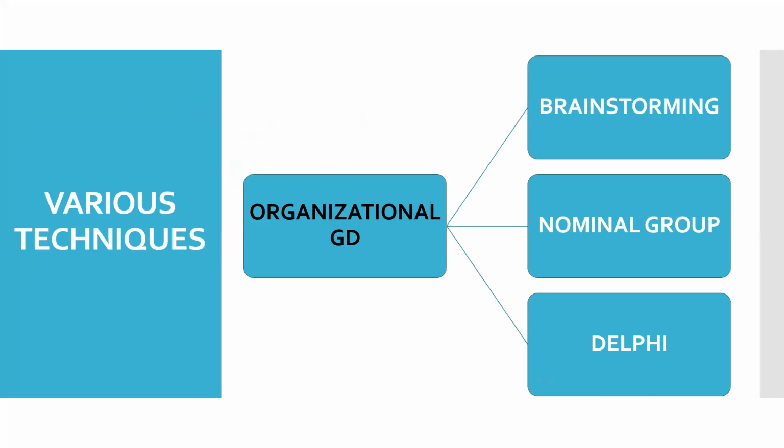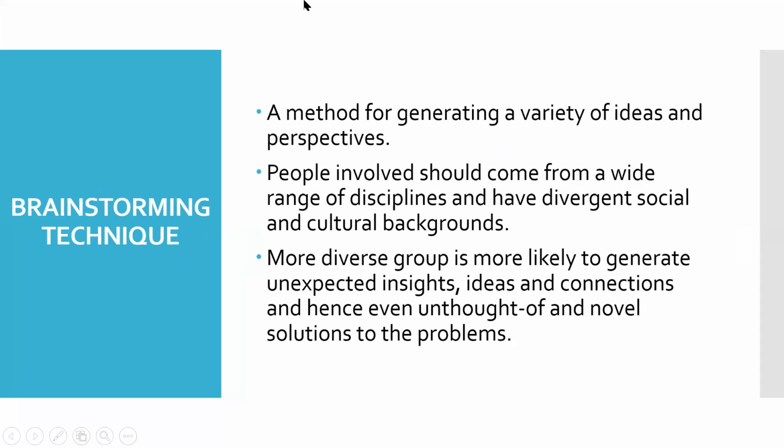So there are three major techniques of organizational group discussion, which are known as brainstorming, nominal group, and Delphi. Now, each of these will have subtypes as well. The first is the brainstorming technique. This technique is actually used for generating a variety of ideas and perspectives. Look at the term: brain, that is the mind, and storming, a storm, right? A hurricane. So a lot of ideas, a lot of things happening at the same time.